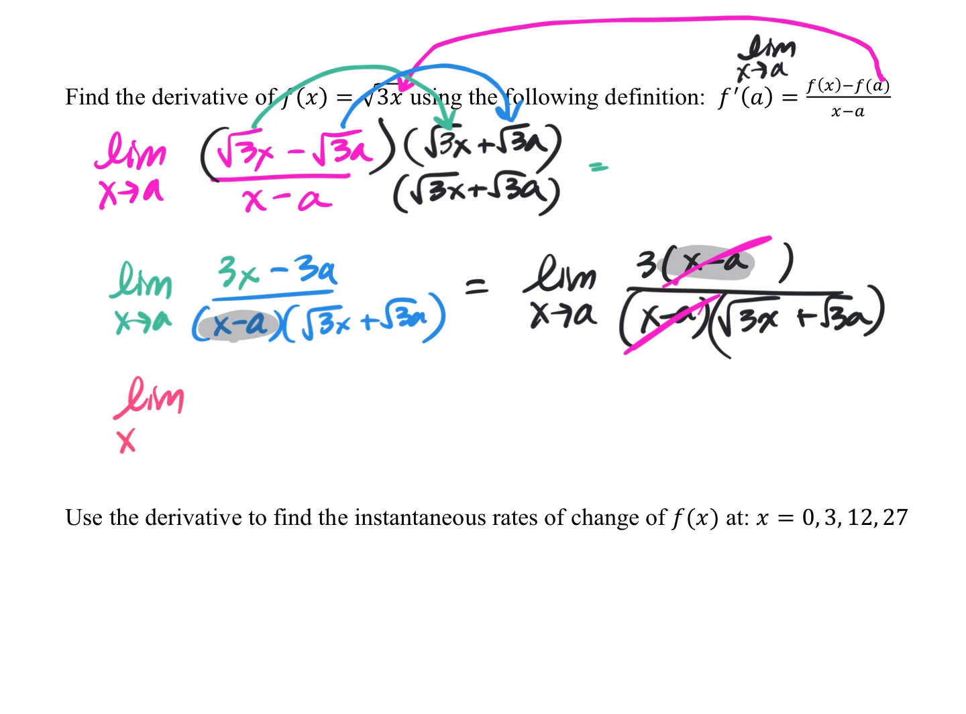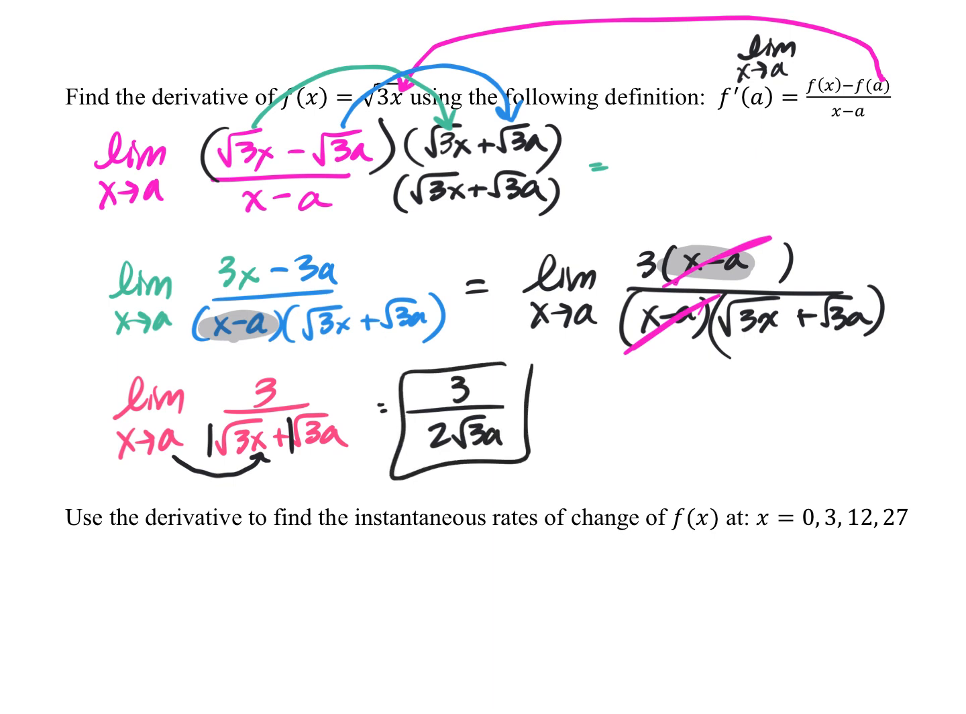Guys, we got the limit as x approaches a. What's on top, Soph, once we get rid of that? 3 over root 3x plus root 3a. Beautiful. Guys, I think that this is a little funky. As x approaches a, this would turn into root 3a plus root 3a, 2 root 3a. So we got 2 root 3a on the bottom, and my 3 is on the top.